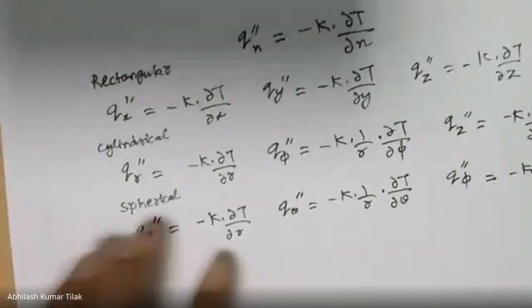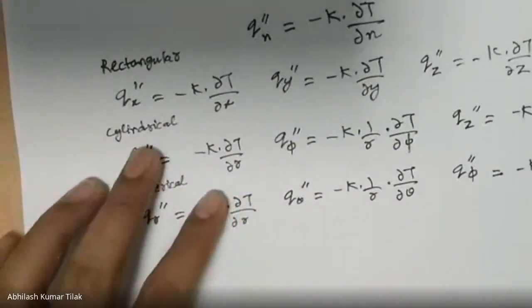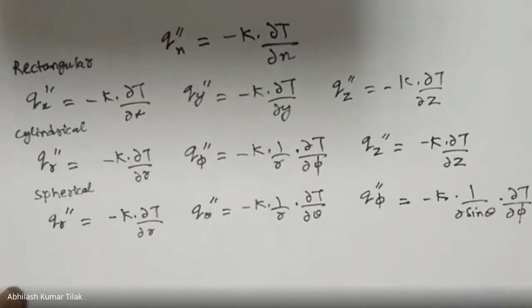Are you able to see the rectangular now? Yes, but not the spherical. Now it's fine, sir. Shall I write it again on a different page? No, sir, that's fine. In that case, you can have a clear view of it. Okay, I will write on a different page.